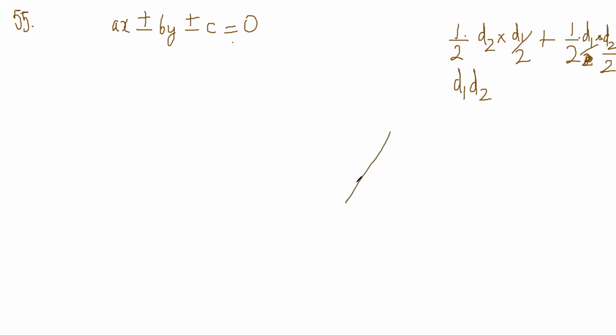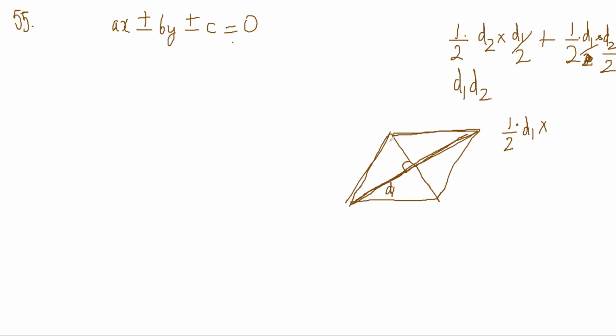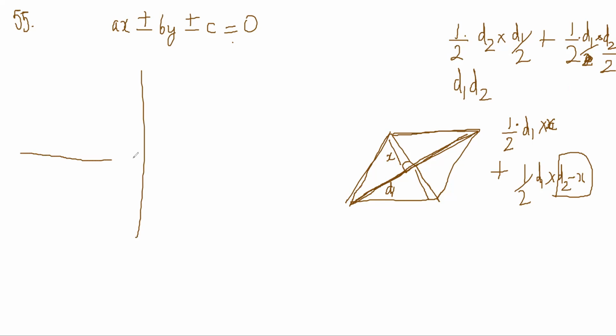So basically you have a rhombus like this and the diagonals are perpendicular. If you do this triangle area, it will be half into d1 into x, plus half into d1 into whatever is left from x, d2 minus x. So it will be half into d1 into d2. So in this question now you have to just figure out what your thing is.